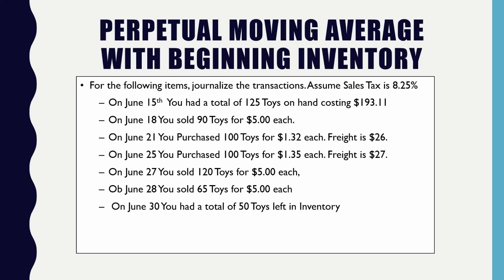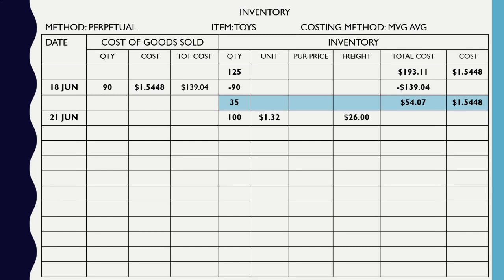So then we end up purchasing another 100 toys, okay, at $1.32. Okay, so you're going to plug it in just like that. You're going to calculate 132 plus 26 will give you 158. And then again, you're going to combine the two to get 135 total quantity at a grand total cost of $212.07. And then you're going to resolve your average cost once again to now get $1.5708.